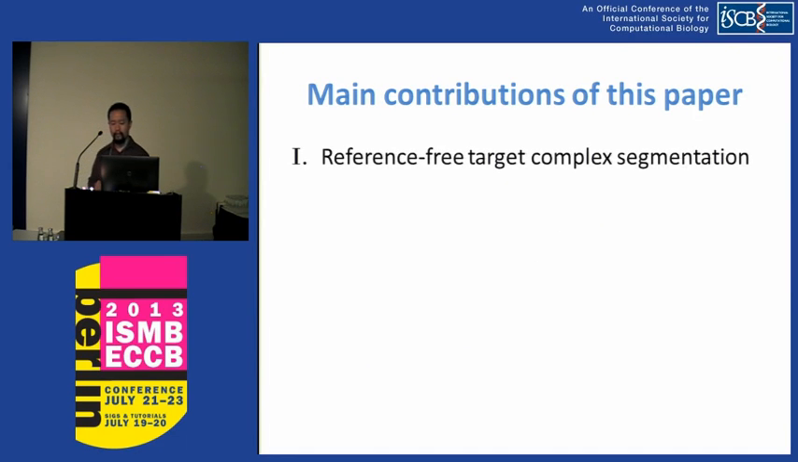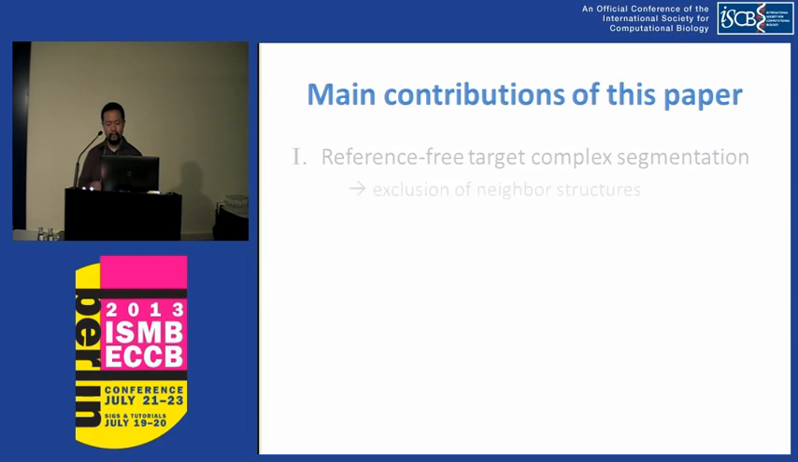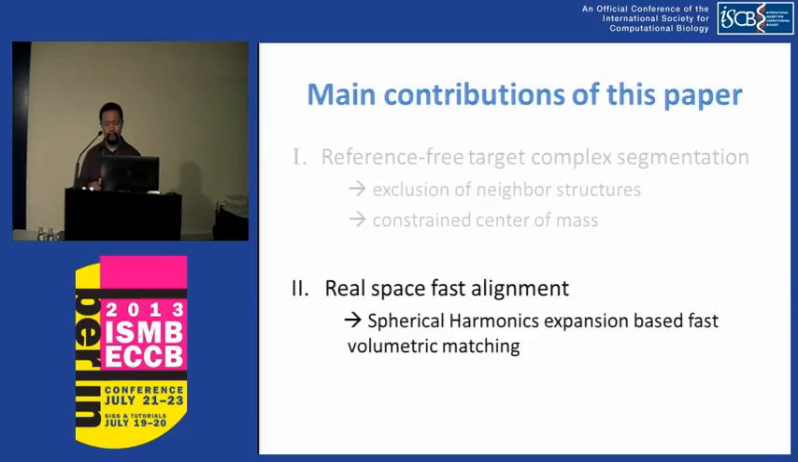So the main contributions of this paper are as follows. First, we develop a reference-free target complex segmentation method, which automatically excludes the neighbor structures. And then we calculate a center of mass of the target complex and propose a fast alignment method that uses real space signal.